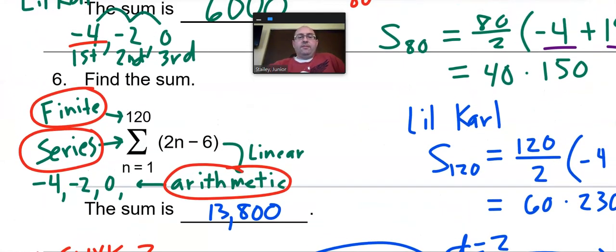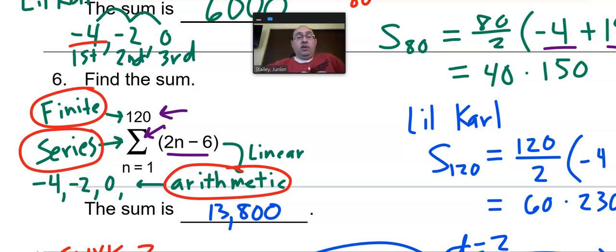Question 6. We've got 120 terms, so we know it's finite. It's a series, right, because you're adding up all the terms. And we got another linear function. Why in the heck is that the same function? But it is. So I don't pre-program these things. Math Excel spits them out for me.